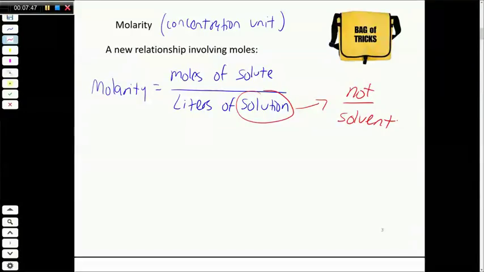So the volumes are not necessarily additive, or sometimes the volume expands or contracts depending on the properties of the solution you're making. So the volume of the solution is not necessarily given by just the volume of the solvent, or even by the volume of the two added together. You need to know the volume of solution to be able to calculate this precisely. The abbreviation for this is just capital M.